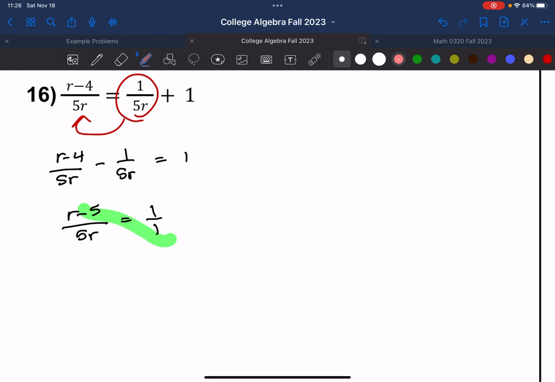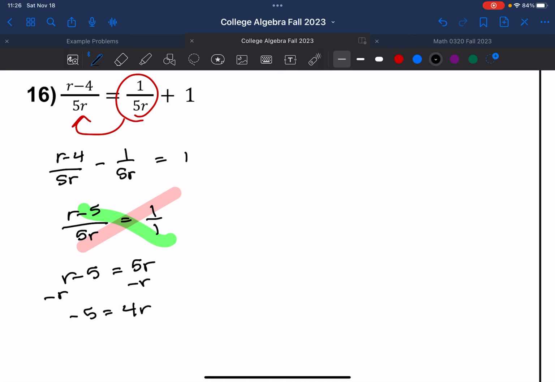Cross multiply. We have r minus 5 times 1, which is just r minus 5, is equal to 5r times 1, which is 5r. I want to get r by itself, so I'm going to subtract r over, and I get negative 5 is equal to 4r. Divide by 4, and I get r is equal to negative 5/4.